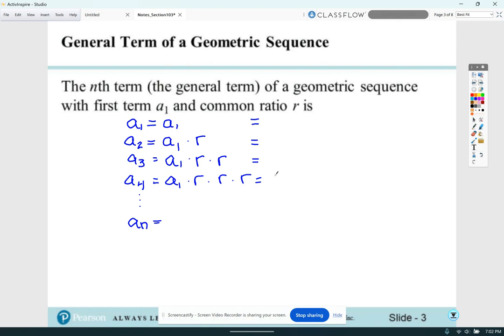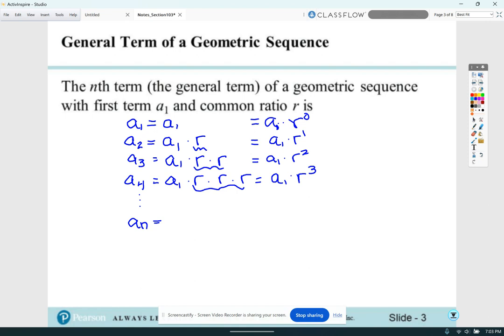To get to the fourth term, I took the first term and multiplied it by r 3 times. Well, the shortened way we write multiplying by r 3 times is multiplying by r to the third. To get to the third term, I took the first term and multiplied by r twice, so times r squared. To get the second term, I took a sub 1 times r to the first. Technically, I multiplied by r once. And then to get the first term, technically I multiplied by r to the 0 power because I didn't multiply by r at all.